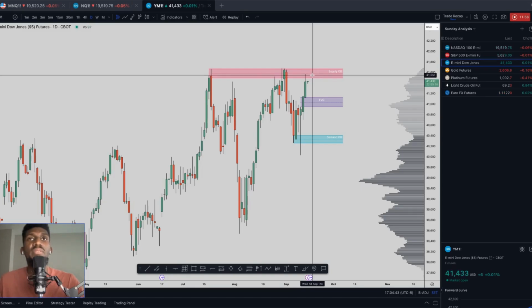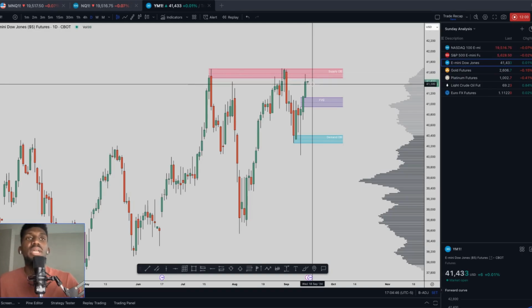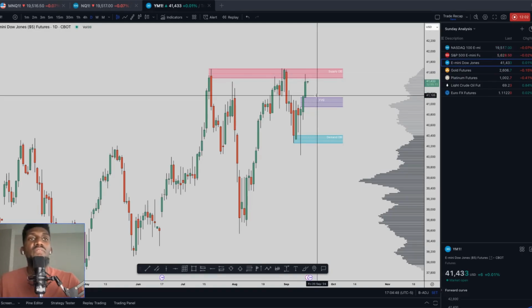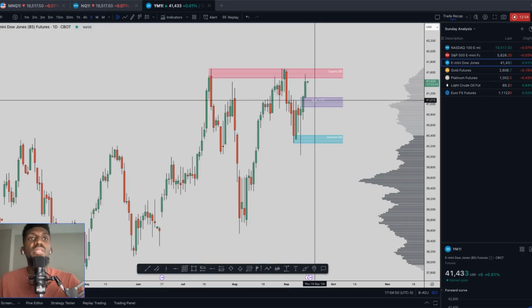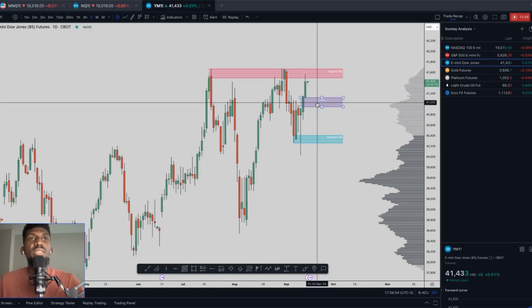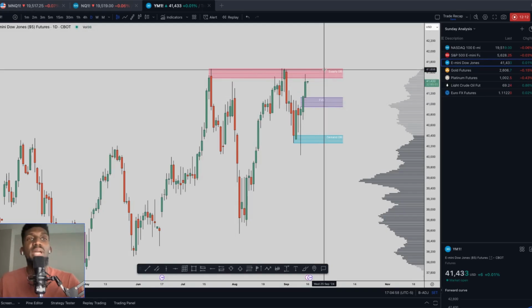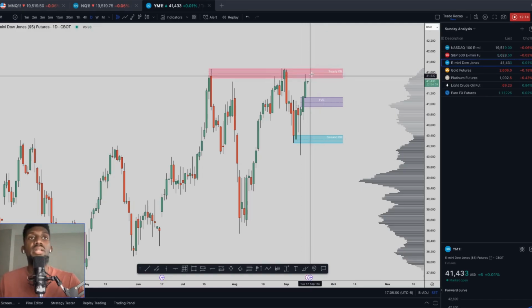So we'll call it for the even number of 41,500 is the area. We'll push up there again and fail, move back and fill this. If we push past this, that means that we want to see this lower. If we kind of stall here, that means buyers fulfilled the orders, prices decided, and we may push back up into this area. So those are potential outcomes.